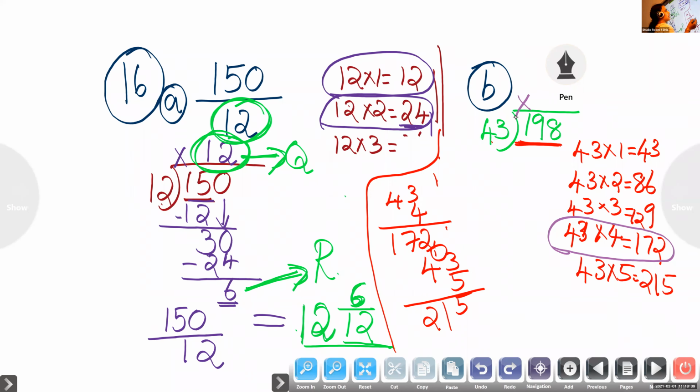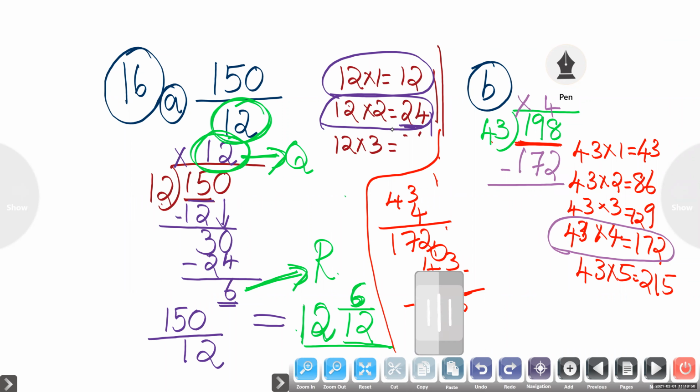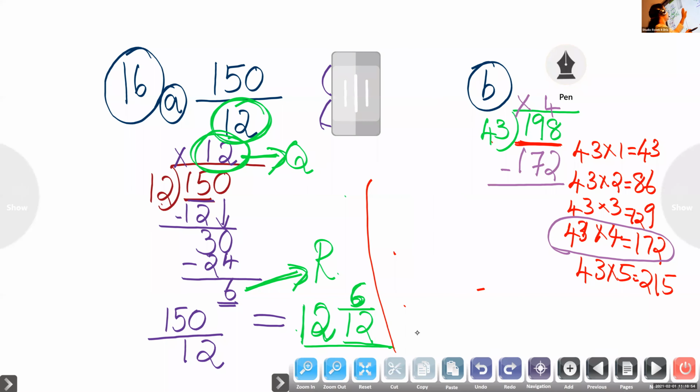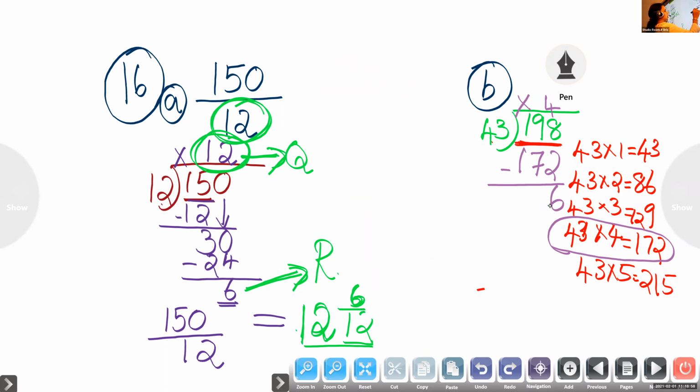43 times 4, 172. So what's the remainder? 8 minus 2. 8 minus 2. Okay, 7, 8, 9. 6. 2. So the answer is 26. Yes, 26. So how can we write here?